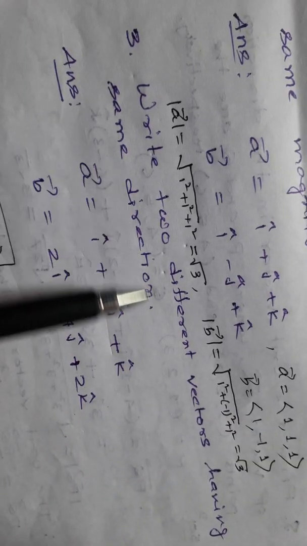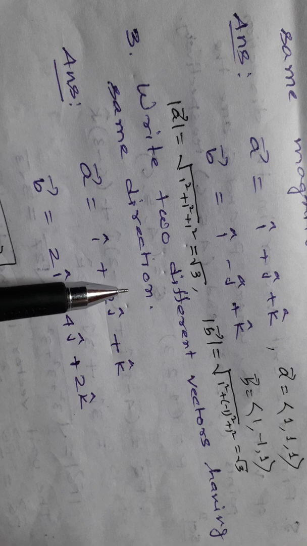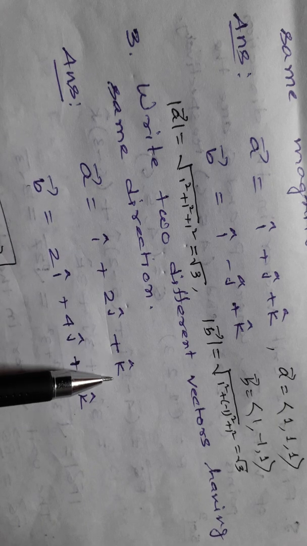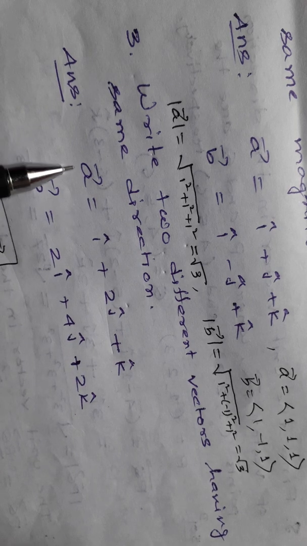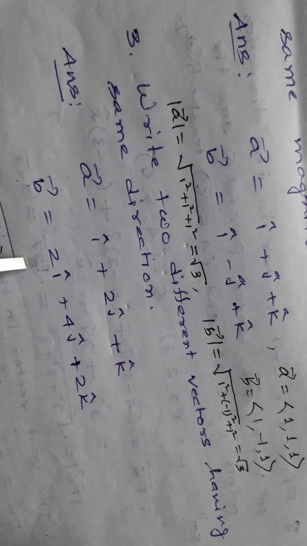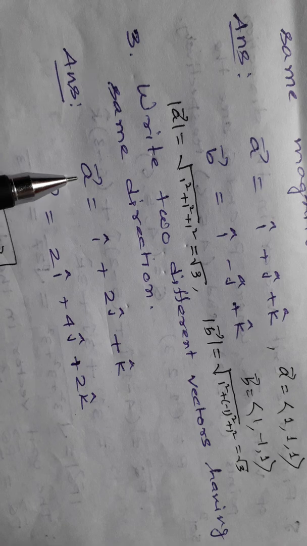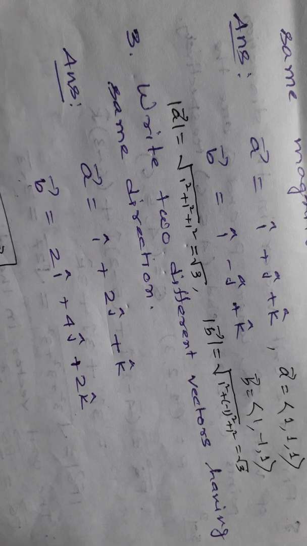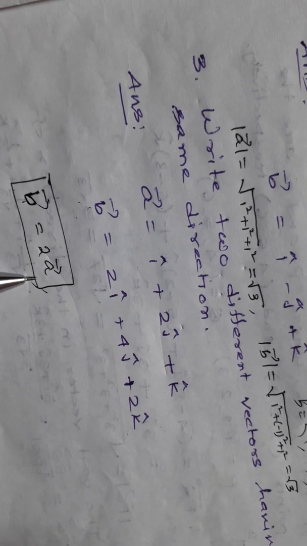Question number 3, write two different vectors having same direction. So we have taken A here, i plus 2j plus k. If we multiply this vector by 2, we will get another vector B, 2i plus 4j plus 2k. So their direction will be same. We have multiplied this vector by 2. Vector B is 2 into vector A.